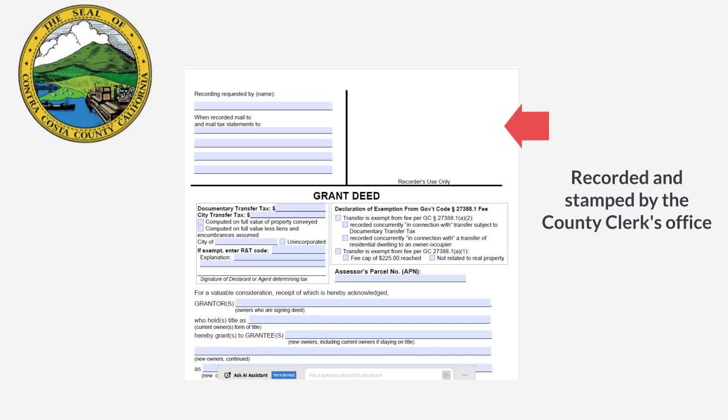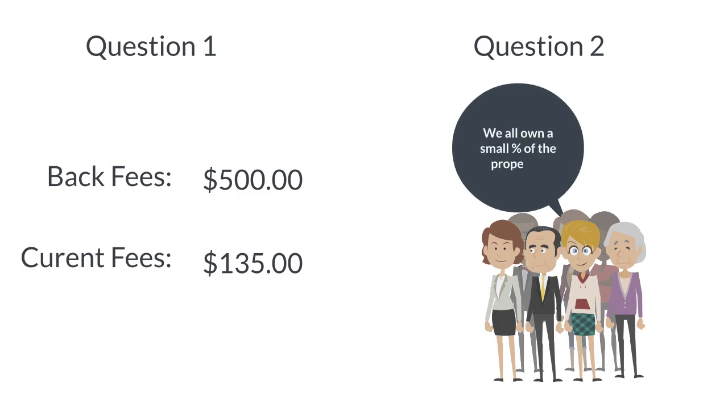To prove ownership, the applicant must provide a copy of the recorded grant deed. A recorded grant deed is issued by Contra Costa County and is the legal record of ownership. When proving ownership, there are two common questions that arise. Questions regarding unpaid back fees from the period before the current ownership began, and questions regarding multiple owners.